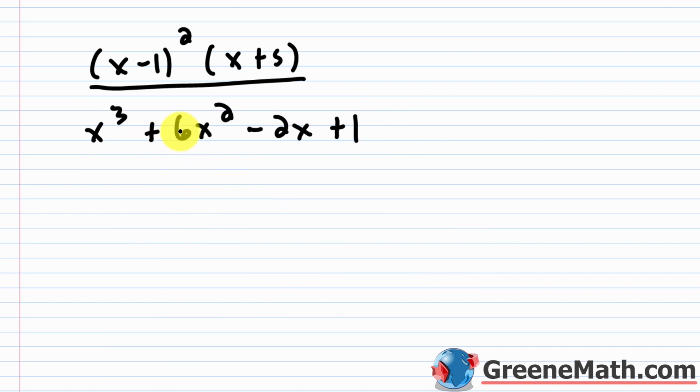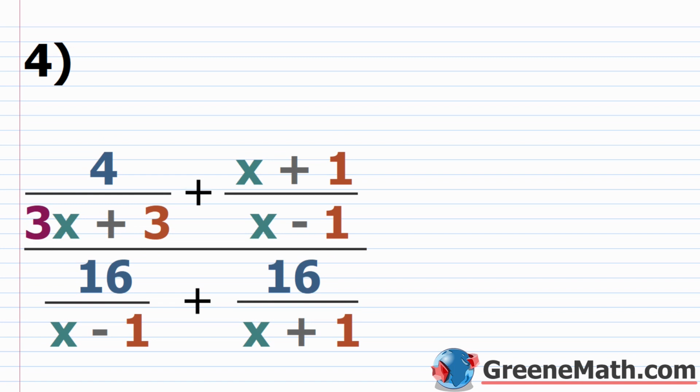For right now, if this guy was going to simplify, well, then it must be true that x plus 5 would be a factor, or x minus 1 would be a factor. I'm just going to tell you in advance that it's not going to be, just to save a little bit of time. But for right now, let's just leave our answer with the x minus 1 quantity squared times the quantity x plus 5. So that's going to be factored up here. In the denominator, I'll just leave this as x cubed plus 6x squared minus 2x plus 1. All right, let's look at problem number 4.